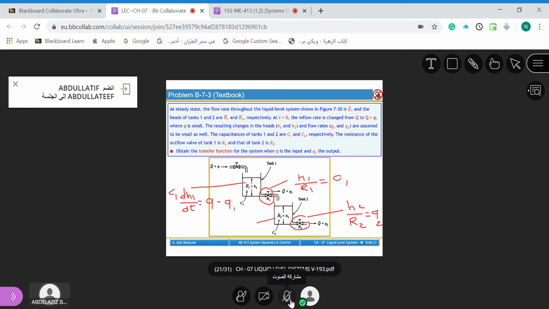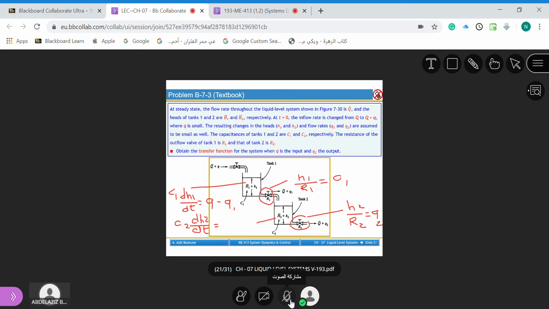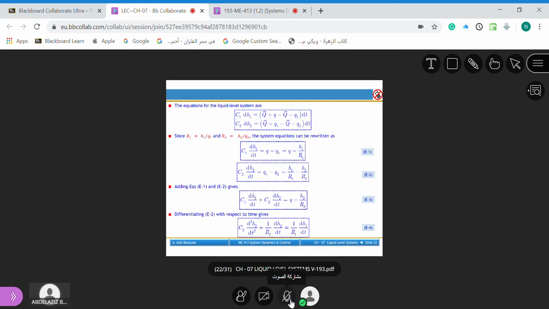And for this tank, we have C2 dH2 over dt equal to Q1 minus Q2. If we substitute Q1 by H1 over R1 and Q2 by H2 over R2, because we are asked now to find a relationship between Q2 and Q, the output flow rate over the inflow rate, this is what we get here. So the first equation will be like this: C1 dH1 over dt is equal to Q minus Q1, or Q minus H1 over R1.